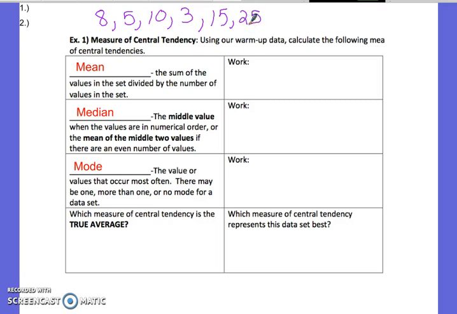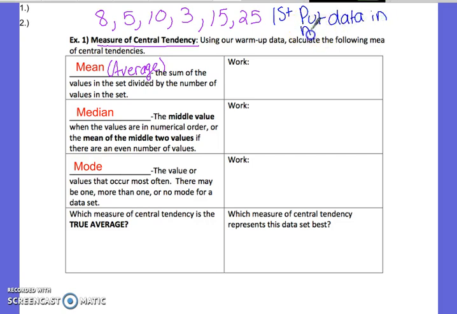Measures of central tendency. We're going to use the data to calculate the following measures of central tendency. The mean is the sum of the values in the data set divided by the number of values in the set. Another word for mean is average. The work that I would want to see is everything added up and divided by how many.